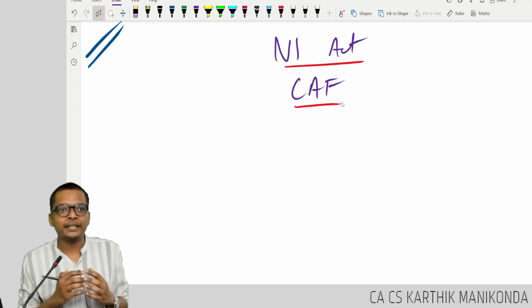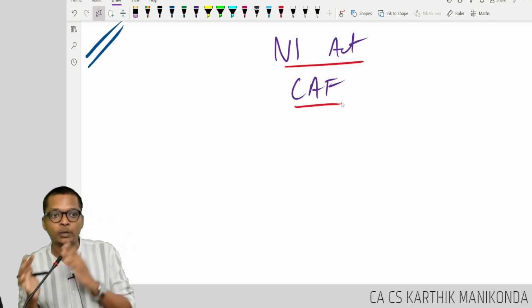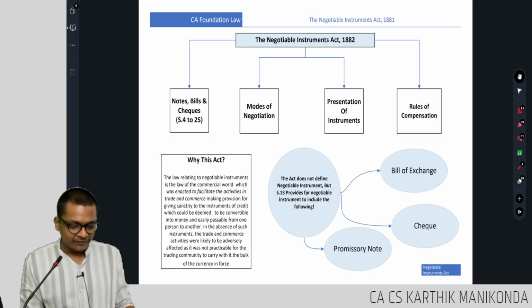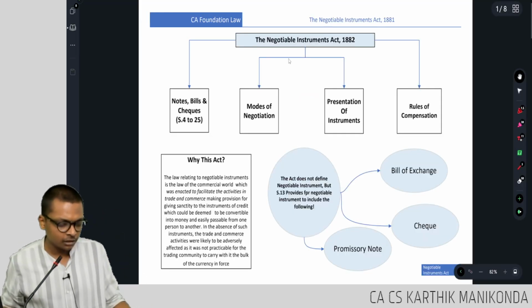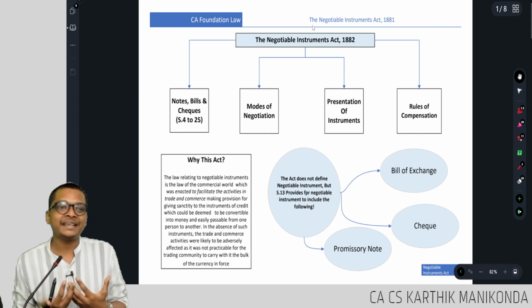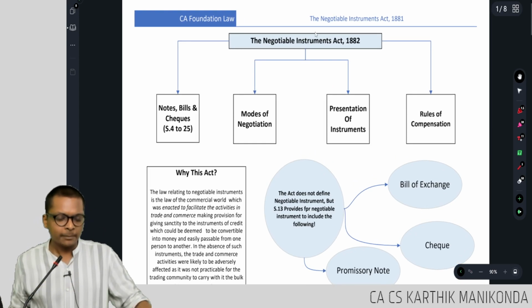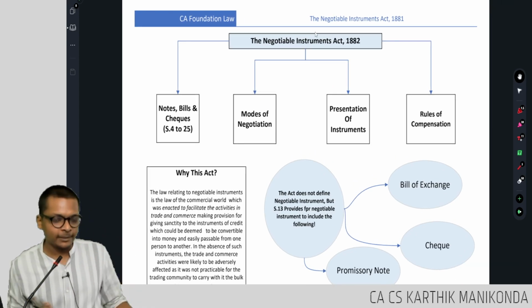So we're going to split negotiable instruments in two parts. Part 1, part 2. This is going to be part 1, where I've given the material. It's available for you in the link. So part 1 is going to be basics of this act. Part 2 will be a little bit more detailed points.